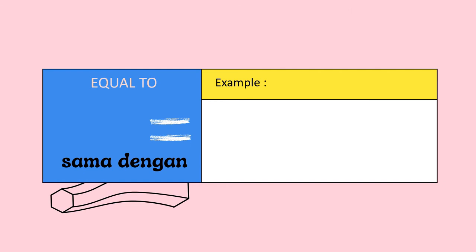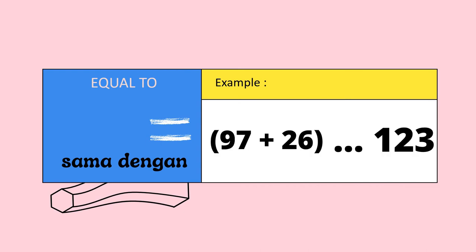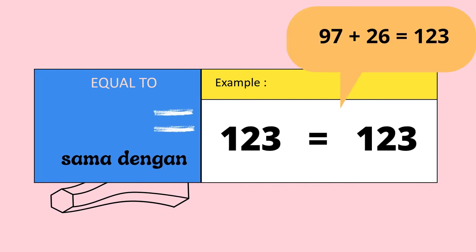And the next, equal to, sama dengan. 97 plus 26 equals 123. So the sign is equals. Jadi tandanya sama dengan 123. Penjumlahannya sama dengan 123.